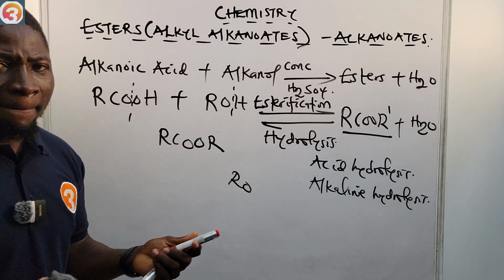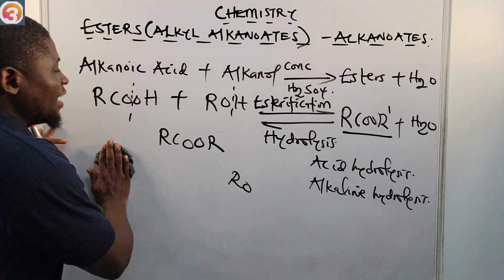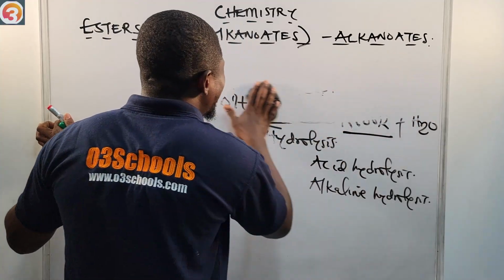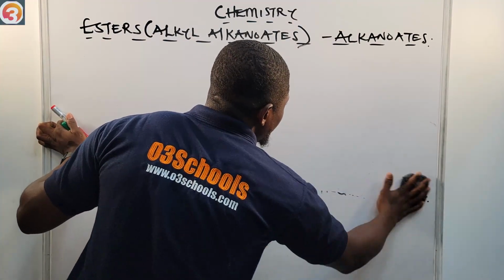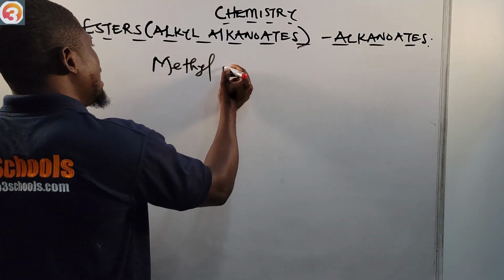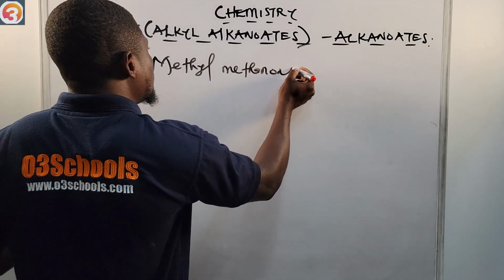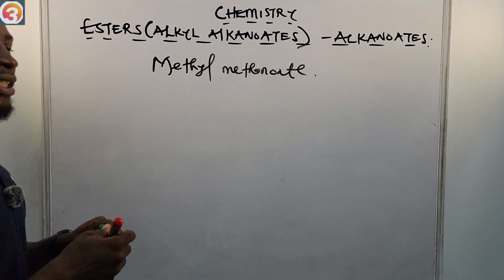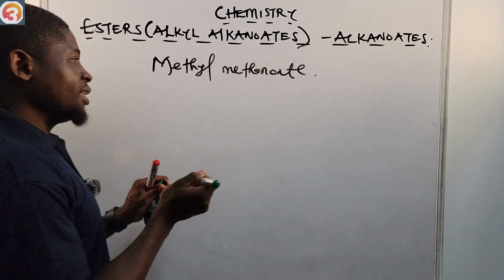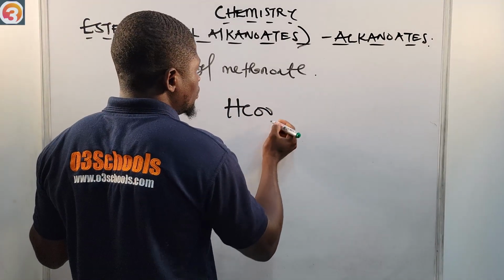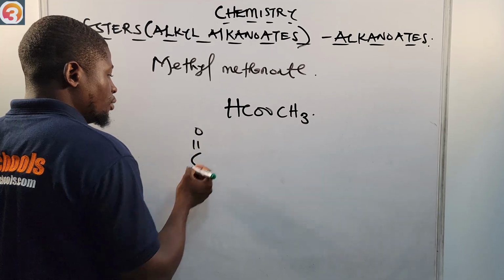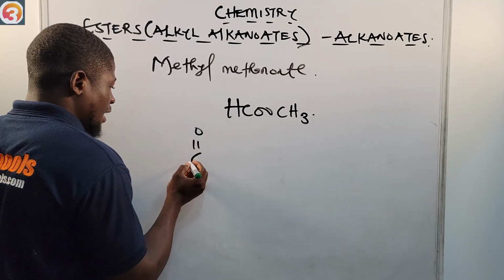So now let us continue. The first member of the alkyl alkanoates, or of the esters, is called methyl methanoate. Methyl methanoate is the simplest member of the esters. Methyl methanoate has the formula HCOOCH3. If you want to draw the structure, I have C double bonded to O. This is the carbonyl group here. Then you have your H.